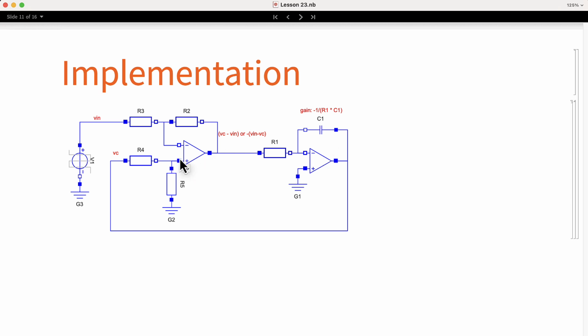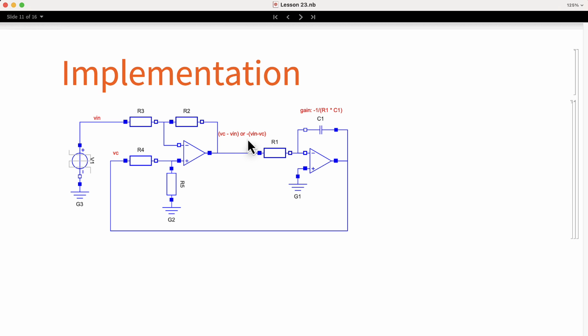If you look carefully, we are calculating Vc minus Vin, which is not exactly what we need. In fact, it is inverted. We need Vin minus Vc. The reason we calculate it that way is because the integrator is an inverting integrator. In order to compensate the negative gain of the integrator, we provide the negative of the derivative.